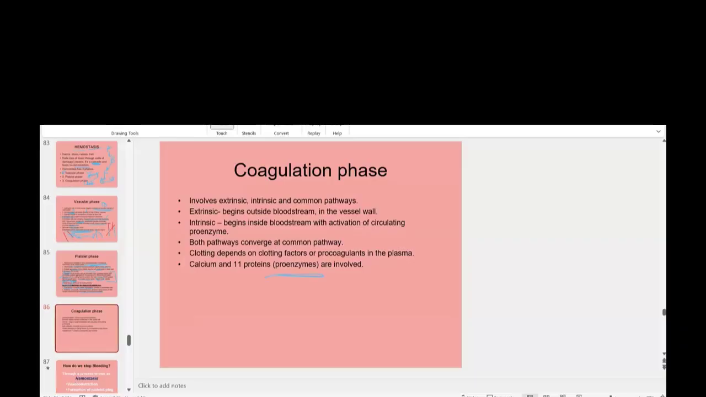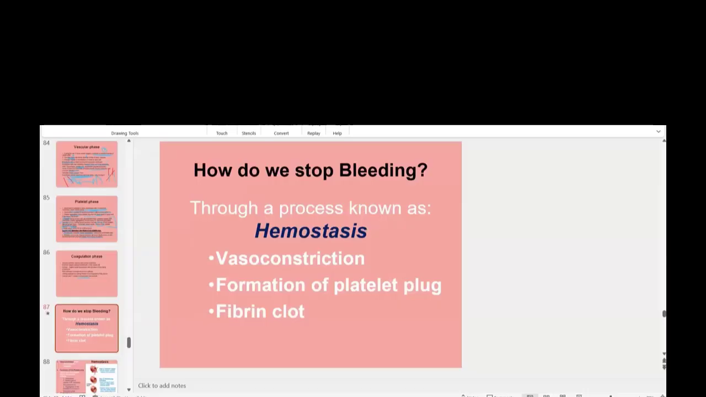Why are we calling them proenzymes? Because they are in the inactive state. We're going to activate them so that they can trigger the clotting process. So again, to go through this whole process, how do we stop bleeding? Hemostasis, or halting the bleeding, or stopping the flow of blood.